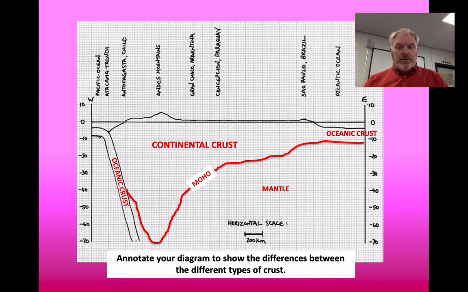The mantle then is this layer of the Earth, this very thick layer of the Earth beneath the crust. That's denser than both the oceanic crust and the continental crust. That's why those two types of crust sit higher up on the Earth. The boundary between the two is called the MOHO, named after the guy who discovered it.